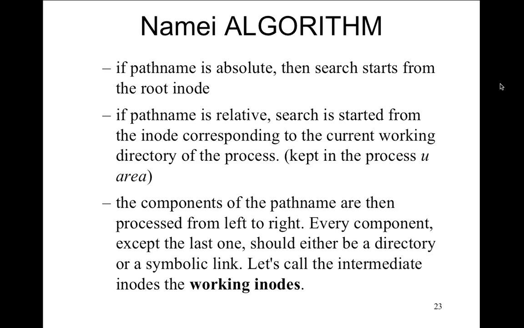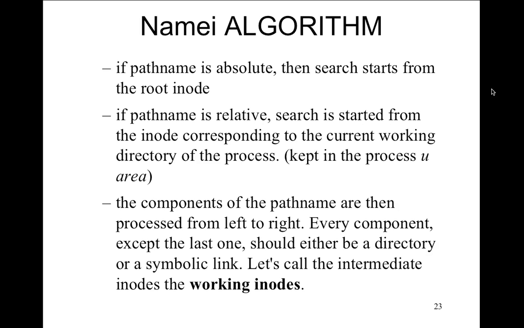It's got inodes, essentially. So in the algorithm itself, if the path name is absolute, then it starts from the root inode. And if the path name is relative, then the search starts from the inode corresponding to the current working directory of the process, keeping track of what's going on in terms of that process. The components of the path name itself are then processed left to right. We do read it left to right; it's just the way that we write it. Every component except the last one should either be a directory or a symbolic link, and you can call the intermediate inodes the working inodes.